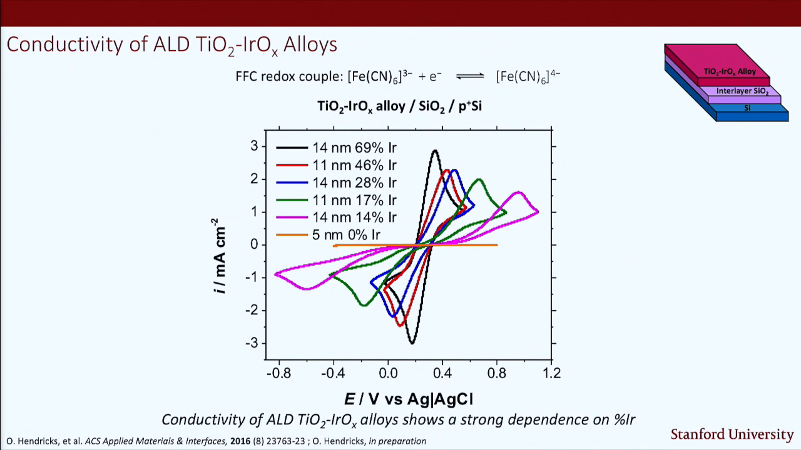And so what you can see is that there's a very strong dependence on the conductivity of the materials on the amount of iridium that's in them. And it goes as you would expect. So you incorporate more iridium, the material gets more conductive. Less iridium, it starts to get more resistive. But these materials are all more conductive than TiO2 would be on its own. And that's that orange line there that's just a TiO2 film with no iridium in it at all. Okay. So we have good control over the electrical conductivity, and we can tune it to make these materials highly conductive.